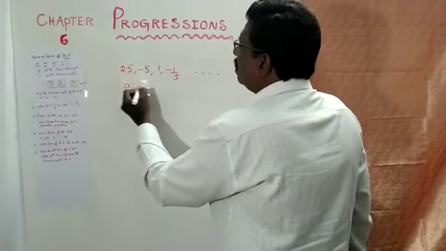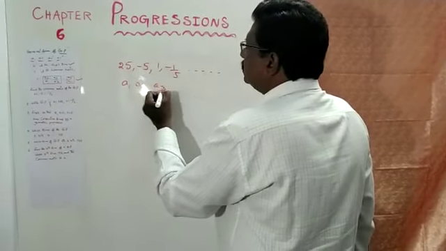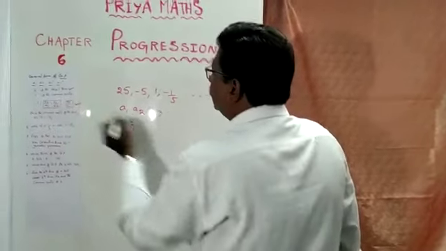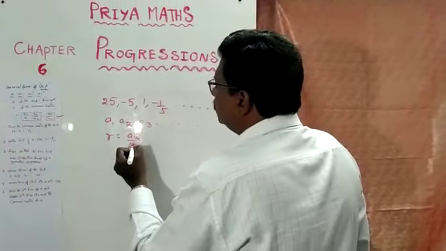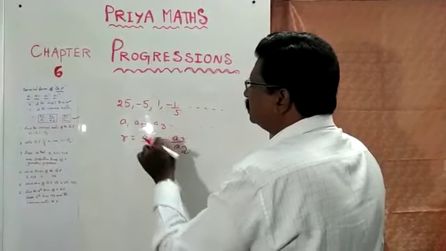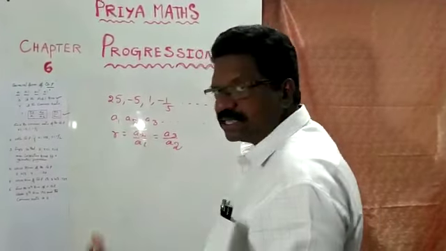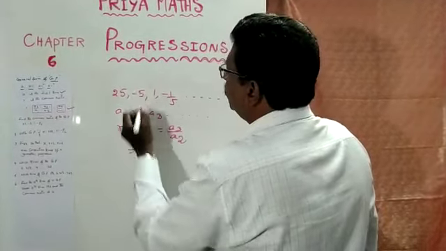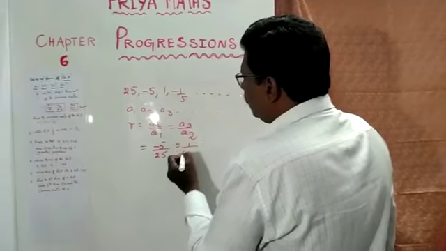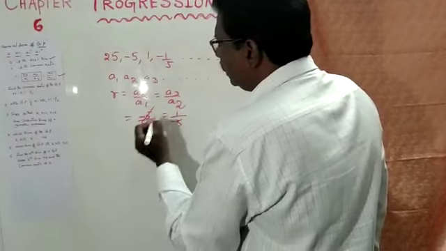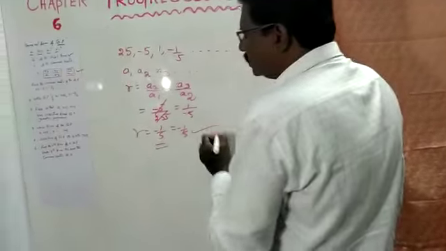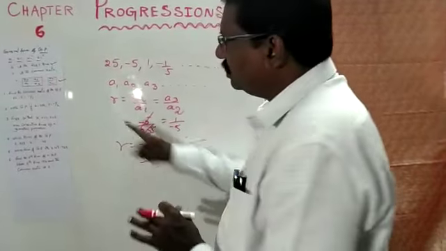So a1, a2, a3, and so on are in the geometric progression. The condition, already explained, is r equal to a2 by a1 equal to a3 by a2. These conditions are satisfied, so this is a geometric progression. Here a2 is minus 5, so r is minus 5 by 25, which is 1 by minus 5. Five cancels five times, giving minus 1 by 5. So r is equal to minus 1 by 5. That's one.